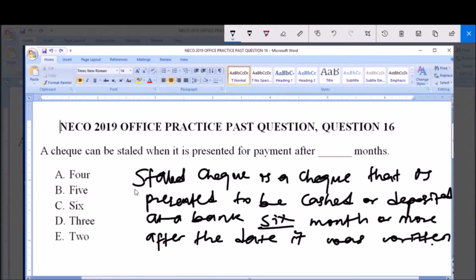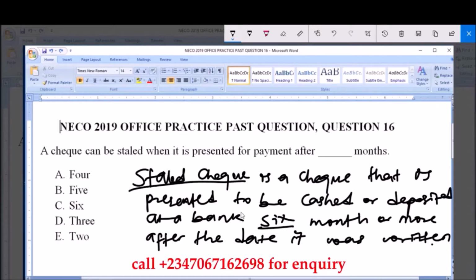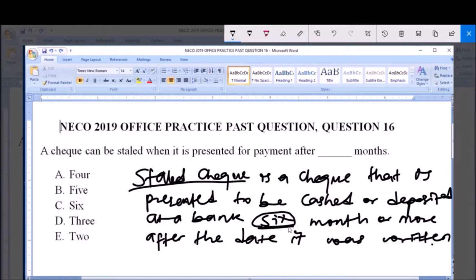Now, a stale check is a check that is presented to be cashed or deposited at a bank. The minimum time is 6 months or more. The question says a check can be stale when it is presented for payment after 6 months. And that is option C, 6 months.